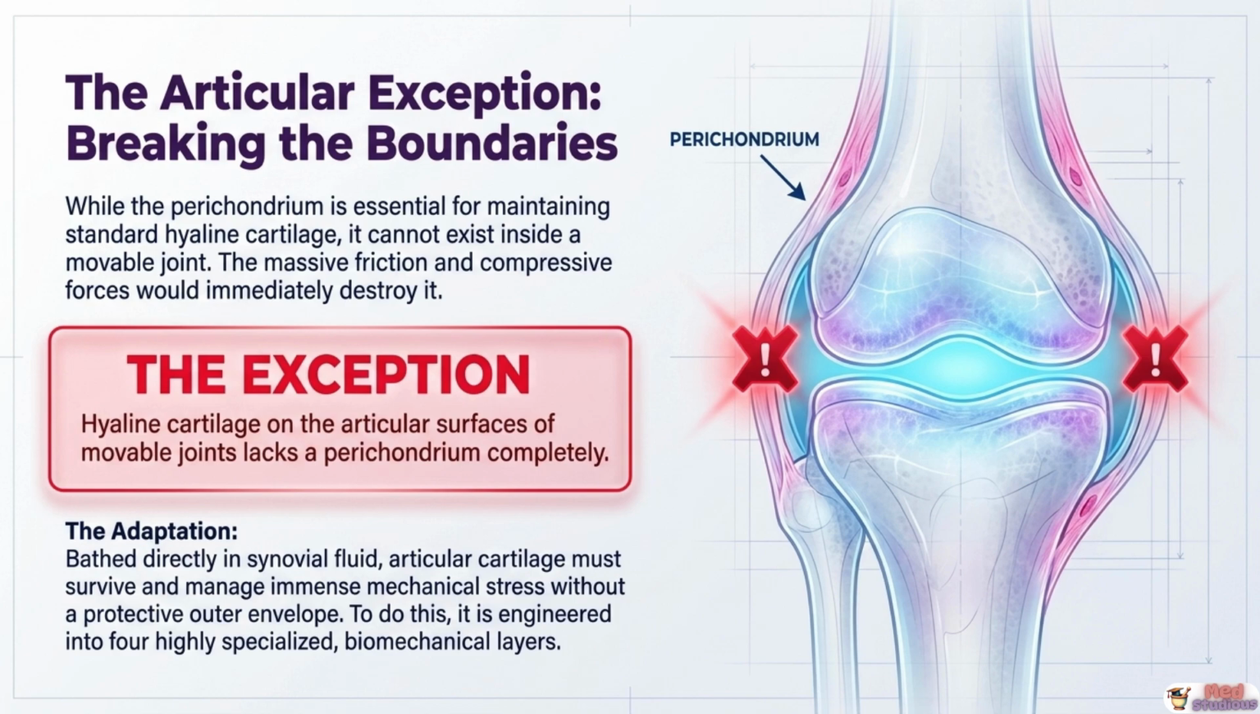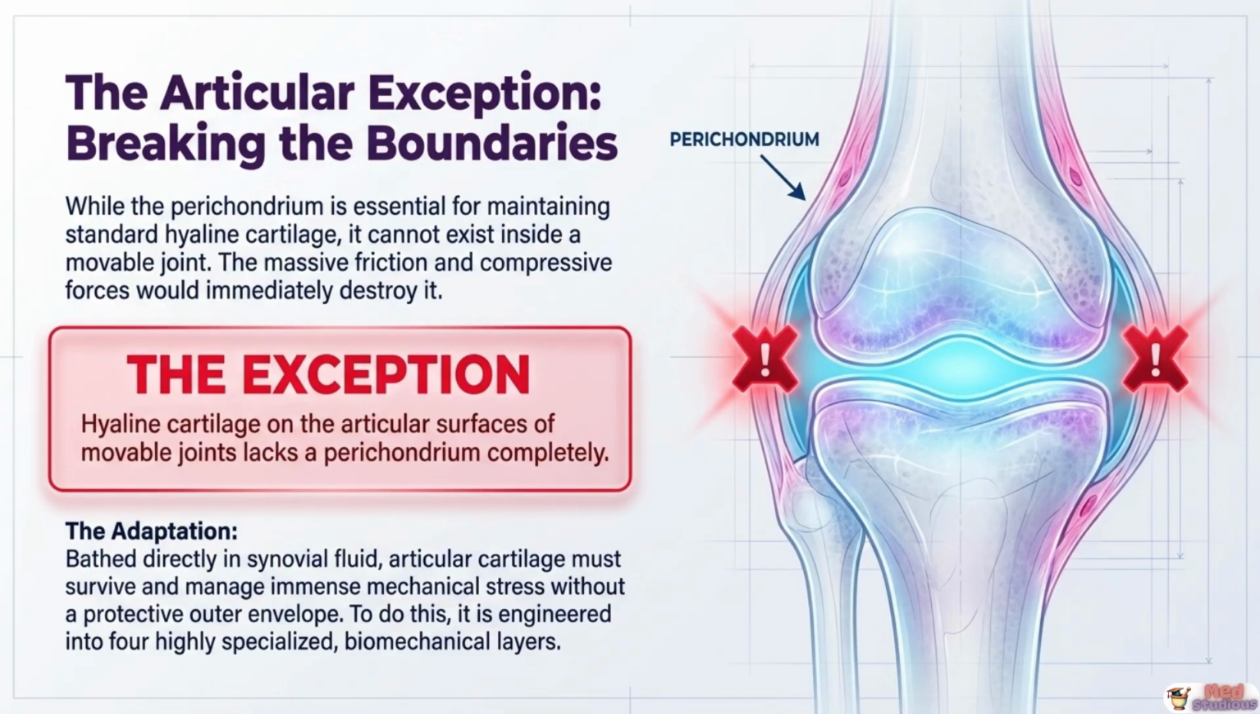The reason is mechanical. The perichondrium is a fibrous connective tissue layer. Inside a synovial joint, the articular surfaces are subjected to massive, repetitive friction and compressive loading every time the joint moves. If a perichondrium were present on the articular surface, the shear forces generated during joint movement would rapidly destroy it. Fibrous tissue cannot withstand that mechanical environment.